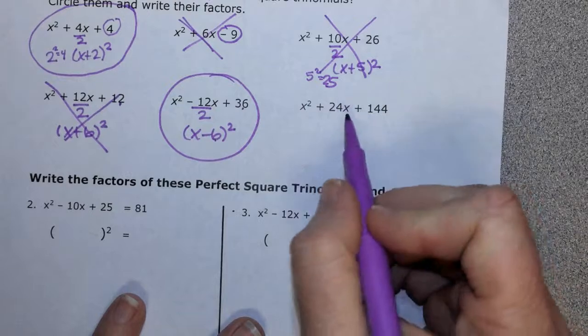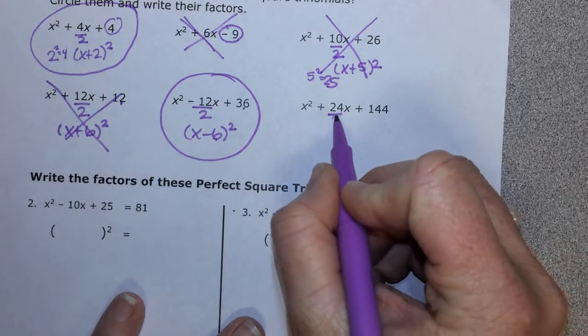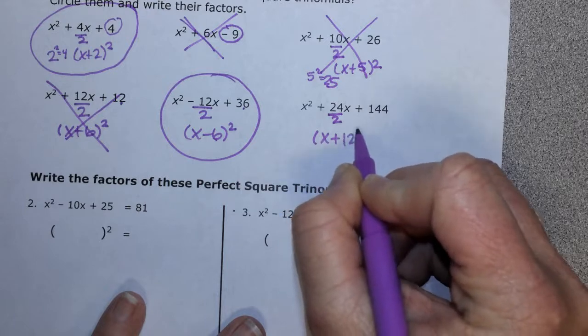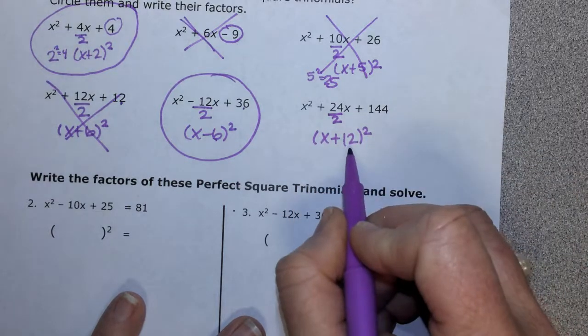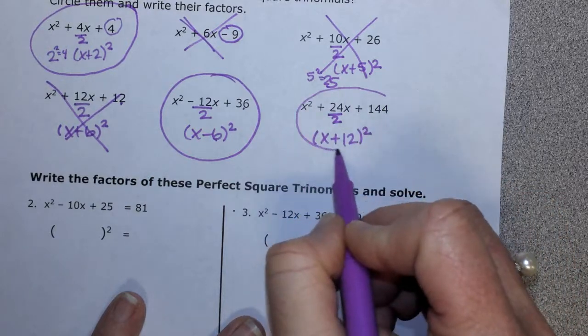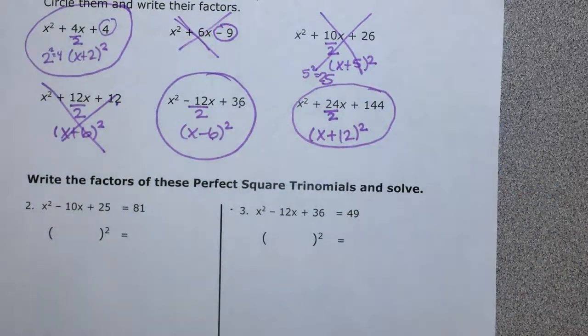All right, last one for number 1, we're going to take 24, divide it by 2, where we would get 12, so we'd have x plus 12 squared, and 12 times 12 gives me 144, so that means that this one is a perfect square trinomial.